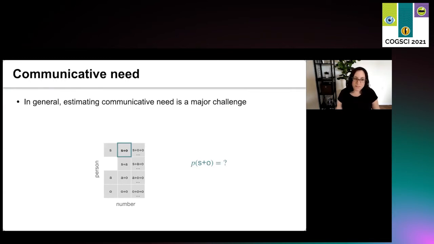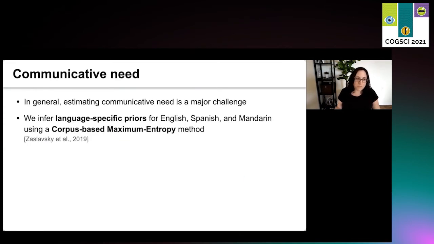In general, estimating this component is a major challenge because it is unclear how to measure directly the frequencies with which each referent in the domain is communicated. To address this, we use a recent inference method that, for any given system, finds the maximum entropy prior over the domain that is consistent with its corpus frequencies.